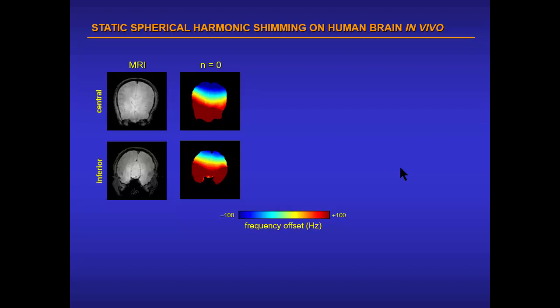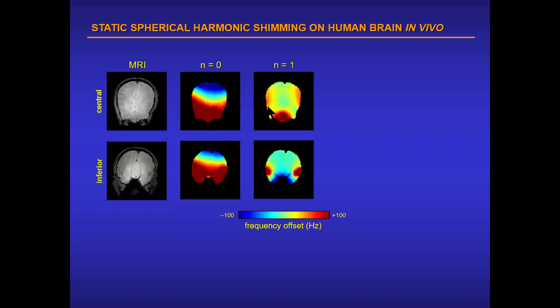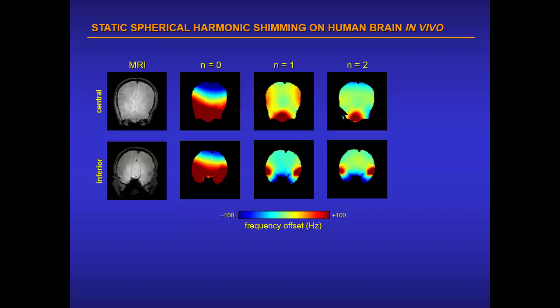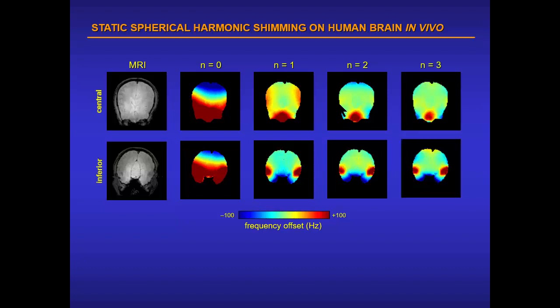Now let's see how that looks like if we do that for real. So this is again the two slice data set. If you don't do any shimming, your inhomogeneity is terrible. Then you remove your first order spherical harmonic shims inhomogeneity, and it already looks much better. You then also, in addition, remove the second order as well. And in addition, you remove the third order as well.